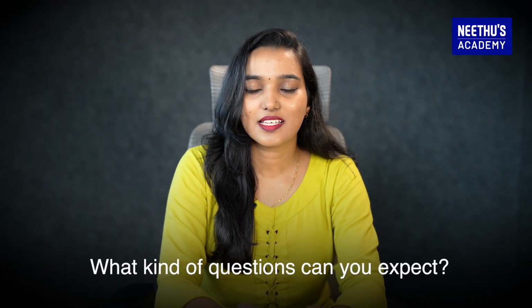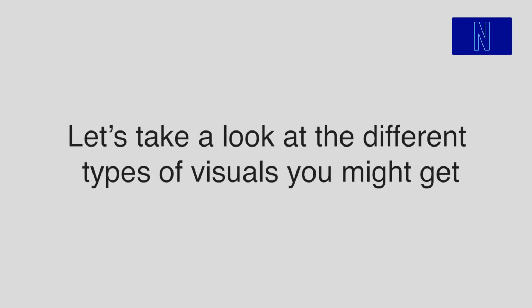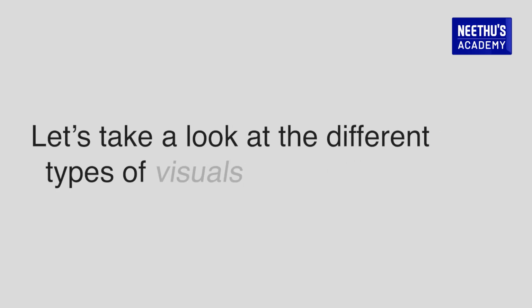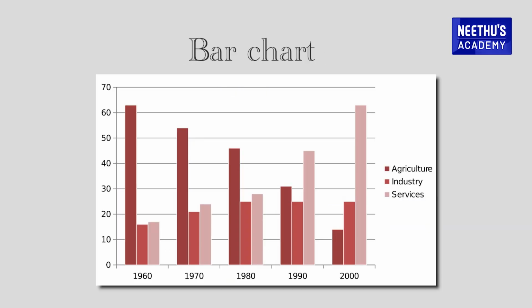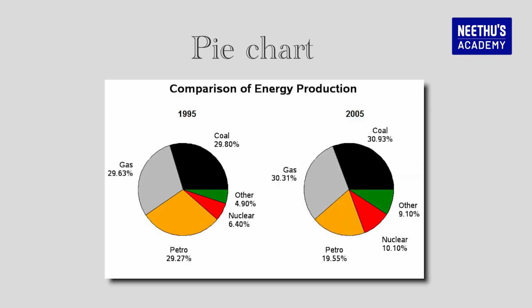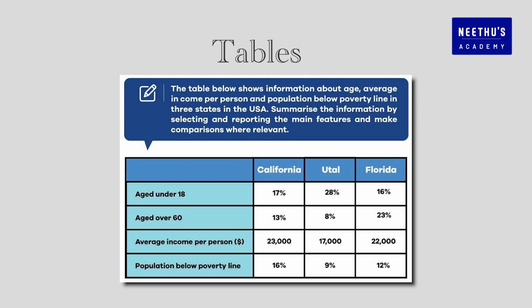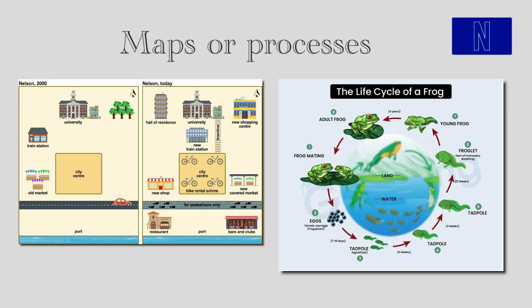What kind of questions can you expect? Let's take a look at the different types of visuals you might get. Line graphs, showing the changes over time. Bar charts, comparing the quantities. Pie charts, showcasing the proportions. Tables present the data in values and numbers. Maps or processes show changes in a location or describe stages of a process. Each of these types requires a slightly different approach, but the core skill is the same: identifying the trends, comparisons and significant features.